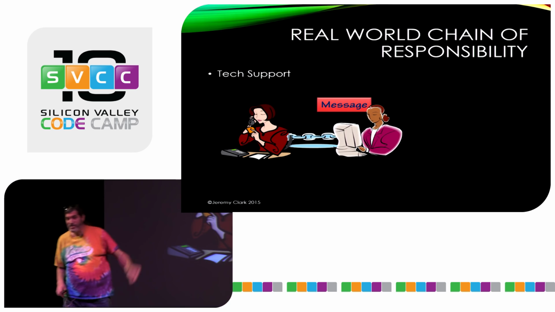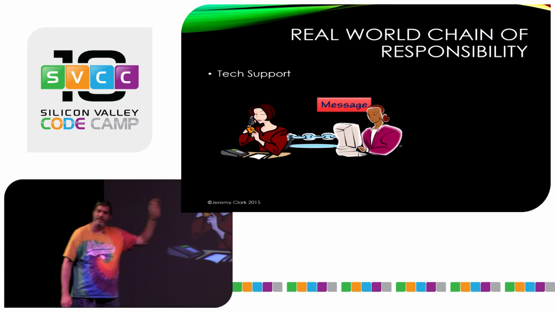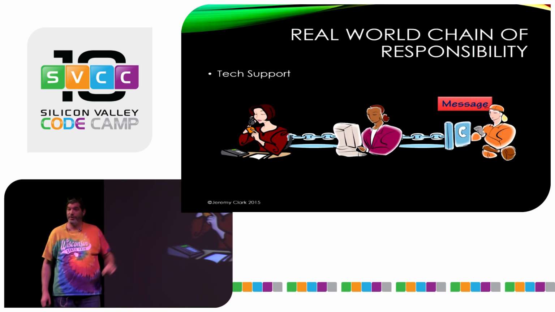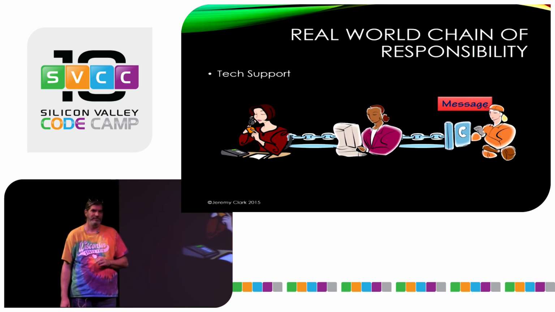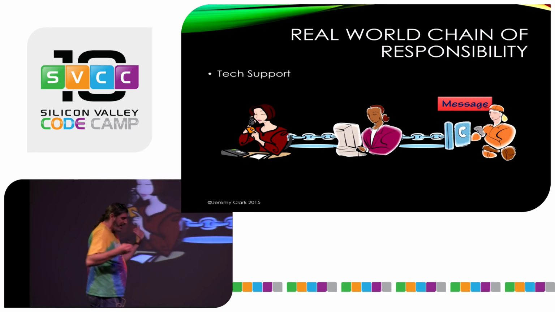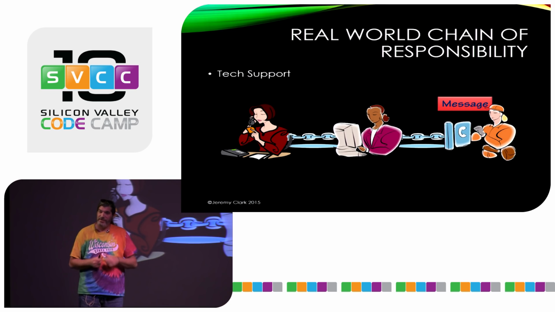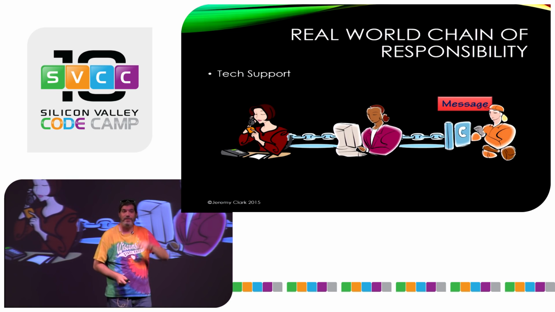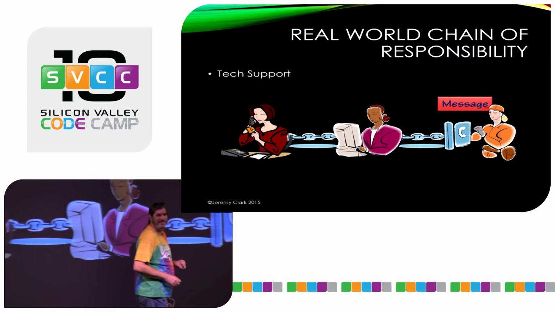Now, if they can't solve the issue, then they pass it to the next member in the chain. And in this case, it might be a person in a truck driving out to your house to check the wiring. So this is how the chain of responsibility works. The first object gets a chance to handle the message. If they can, great, we stop. If not, they just pass it to the next member of the chain. If they can handle it, great, it stops. Otherwise, they pass it to the next member of the chain.